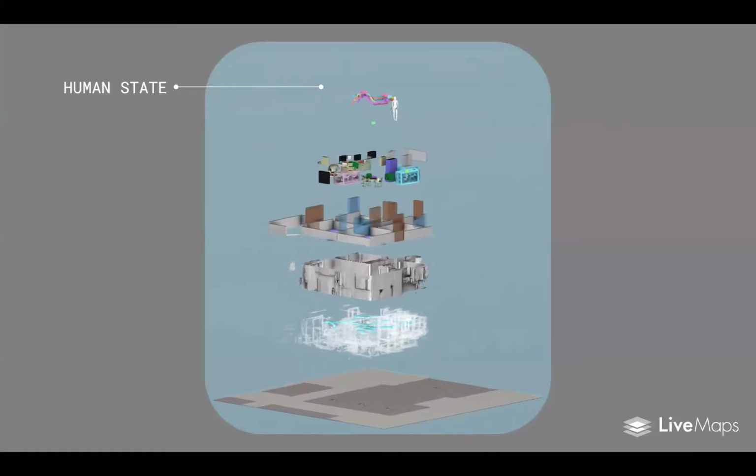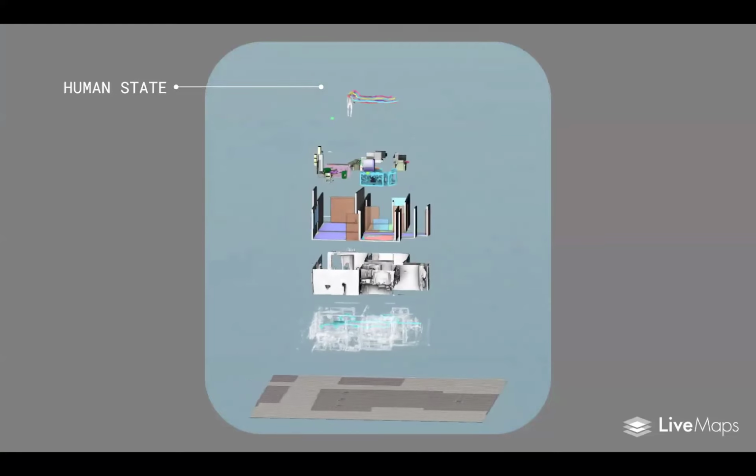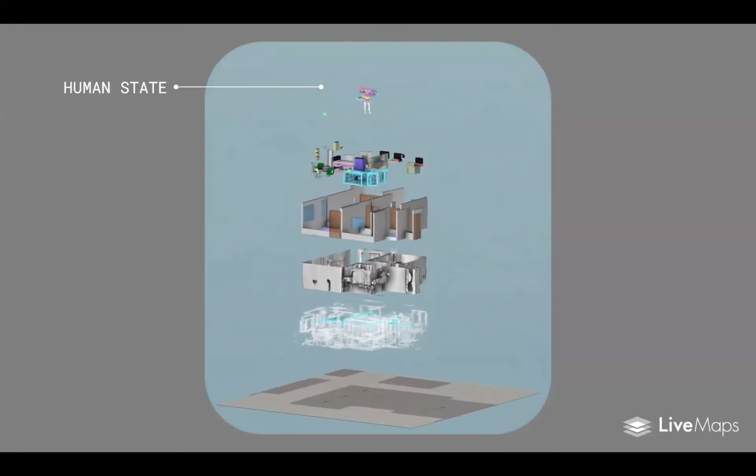Which brings us to human state, which really is the main actor in this entire system. So essentially what we want to get is a complete body model being decoded and effectively, if we can, predicted into the future, all from just a pair of glasses.